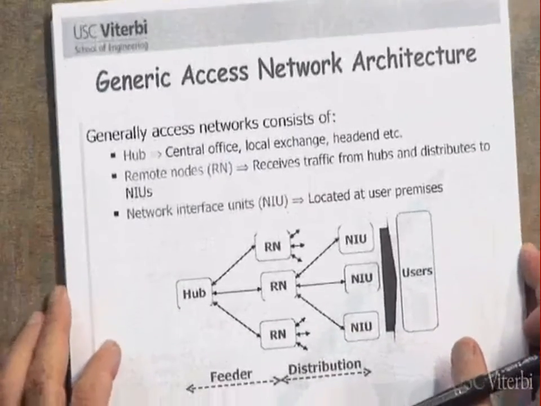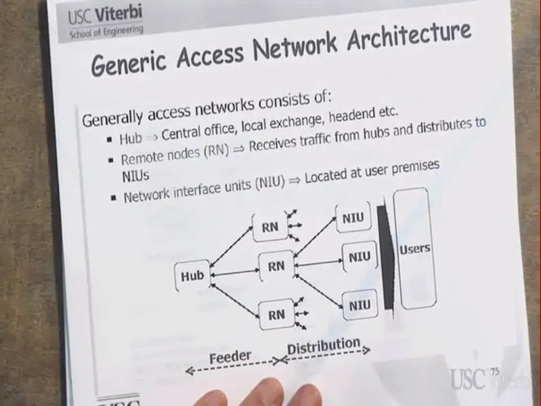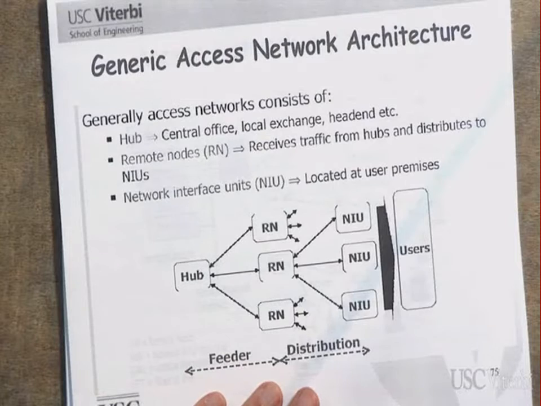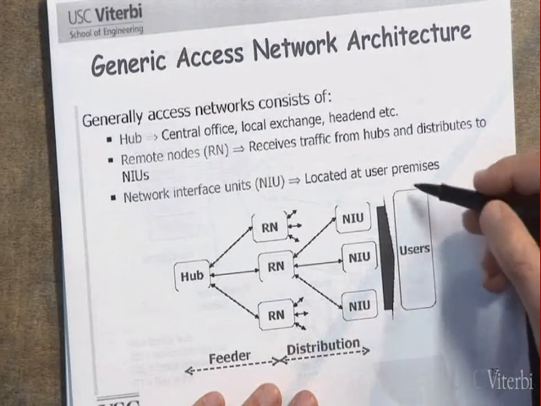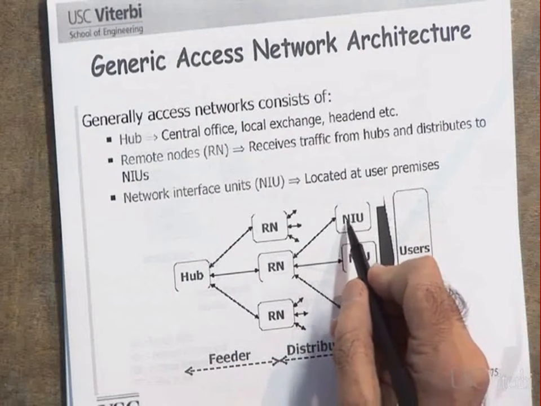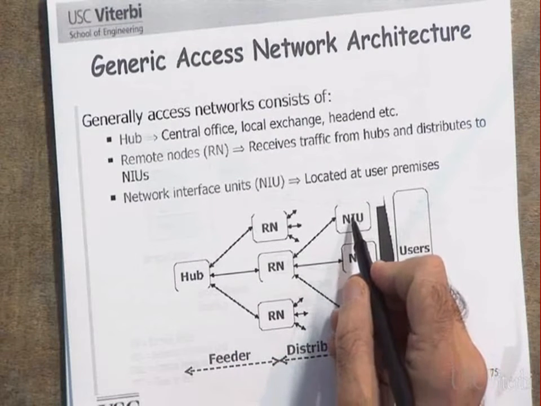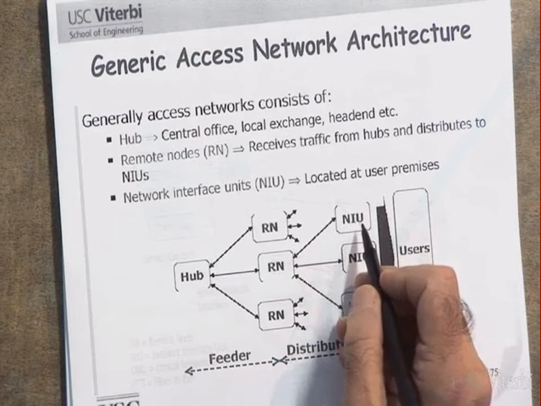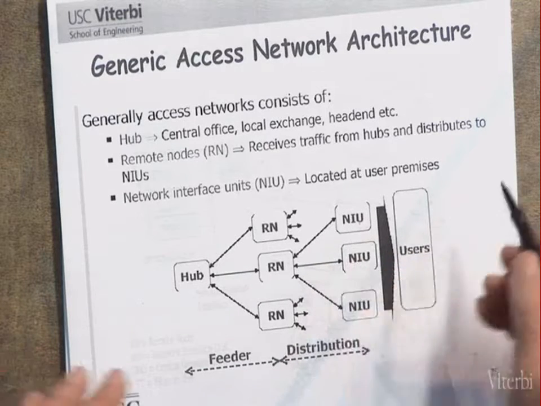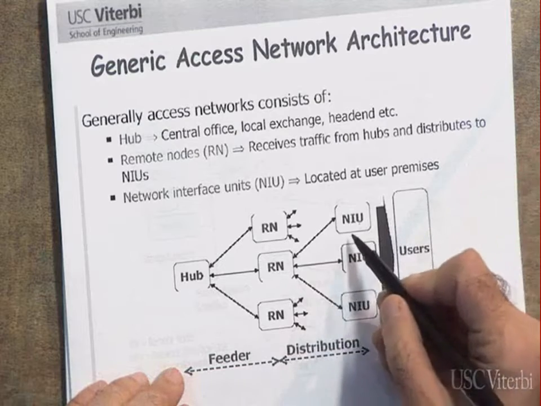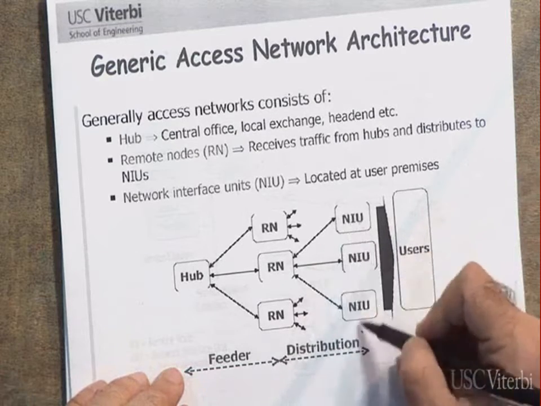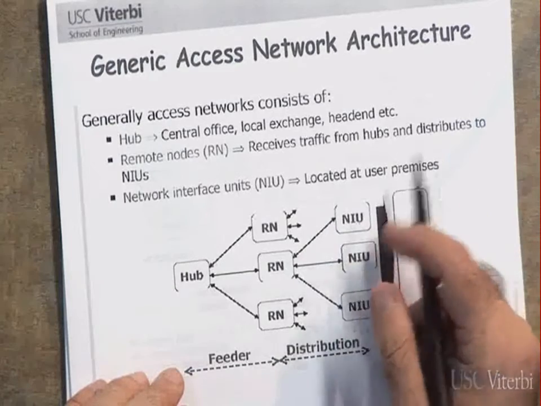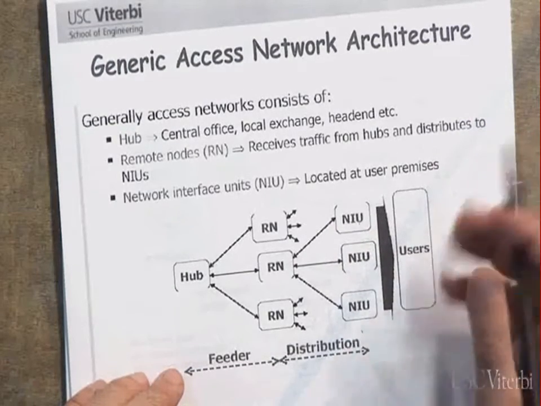This is a generic architecture. In other words, it's whether it's to the home or to the office and so forth. What you have is a bunch of users in here, and then we do have network interface units. The network interface units are either located at the homes, or at buildings, or at the curb. So the location of the NIU will determine what type of deployment we have. Again, they are located wherever the optical interface ends.